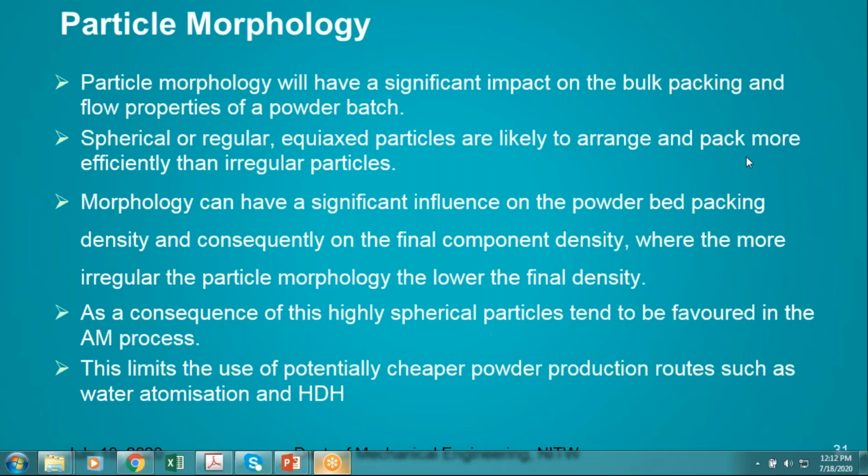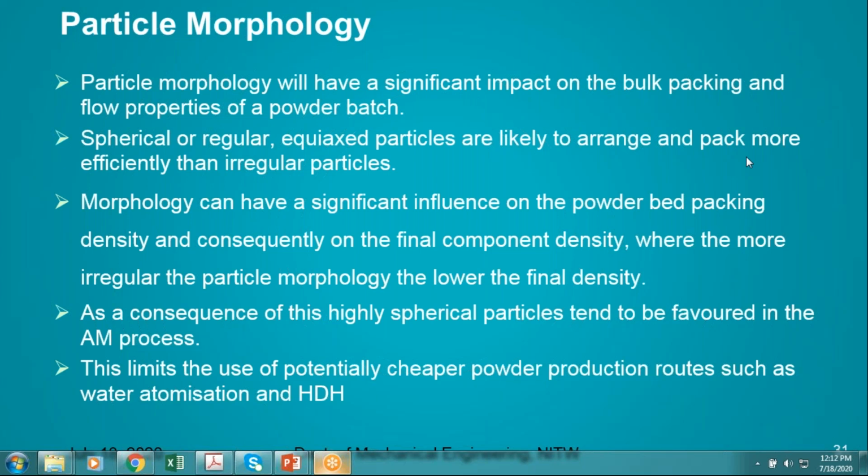on the final component density, which directly relates to the final density of the component you are fabricating with the AM process. Where more irregular particles are present in the powder morphology, the final density will be much lower when fabricating with these irregular powder particles. As a consequence, highly spherical particles tend to be favored for the additive manufacturing process.